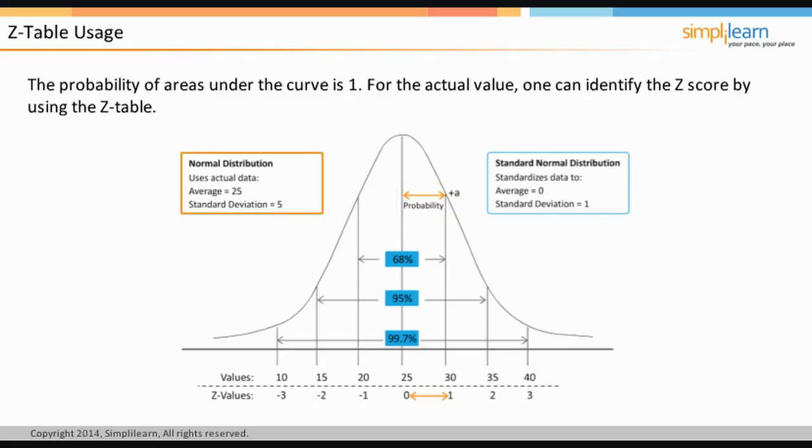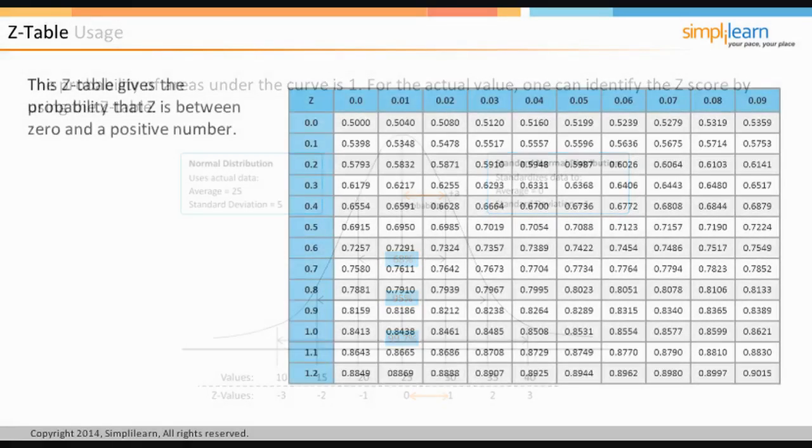Using the actual data, when you calculate mean and standard deviation, and the values are 25 and 5 respectively, it is the normal distribution. If the same data is standardized to a mean value of 0 and standard deviation value of 1, it is the standard normal distribution. In the next screen, we will take a look at the z-table.